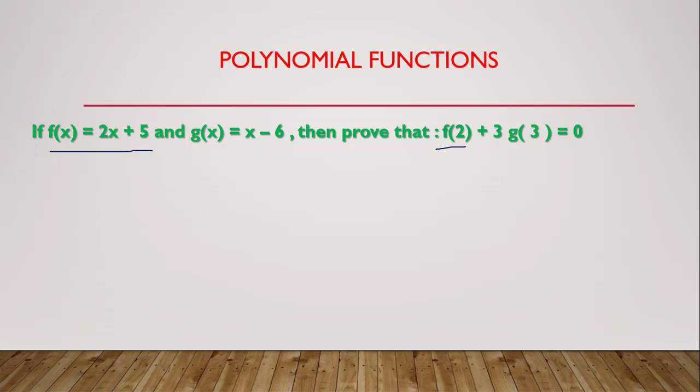So I'll put 2 here instead of x. So f of 2 will be 2 times 2 plus 5. 2 times 2 is 4. 4 plus 5 is 9. So f of 2 is 9.